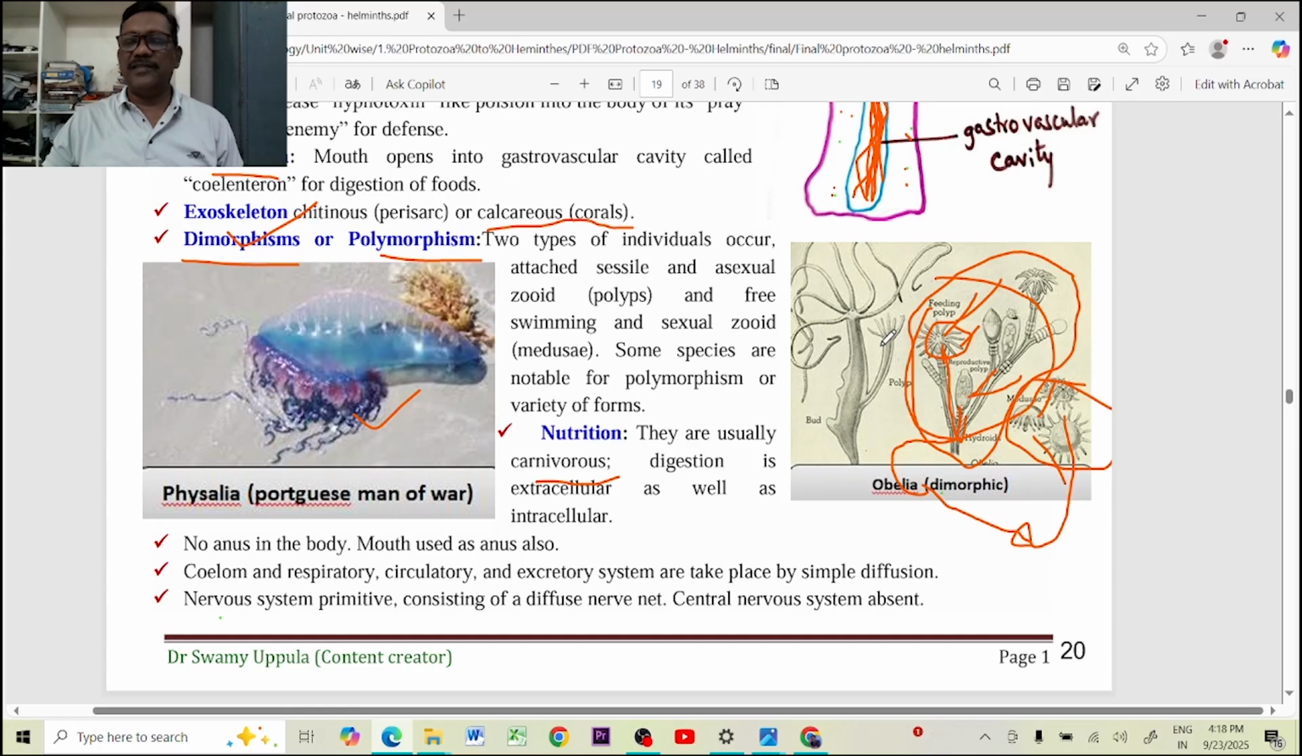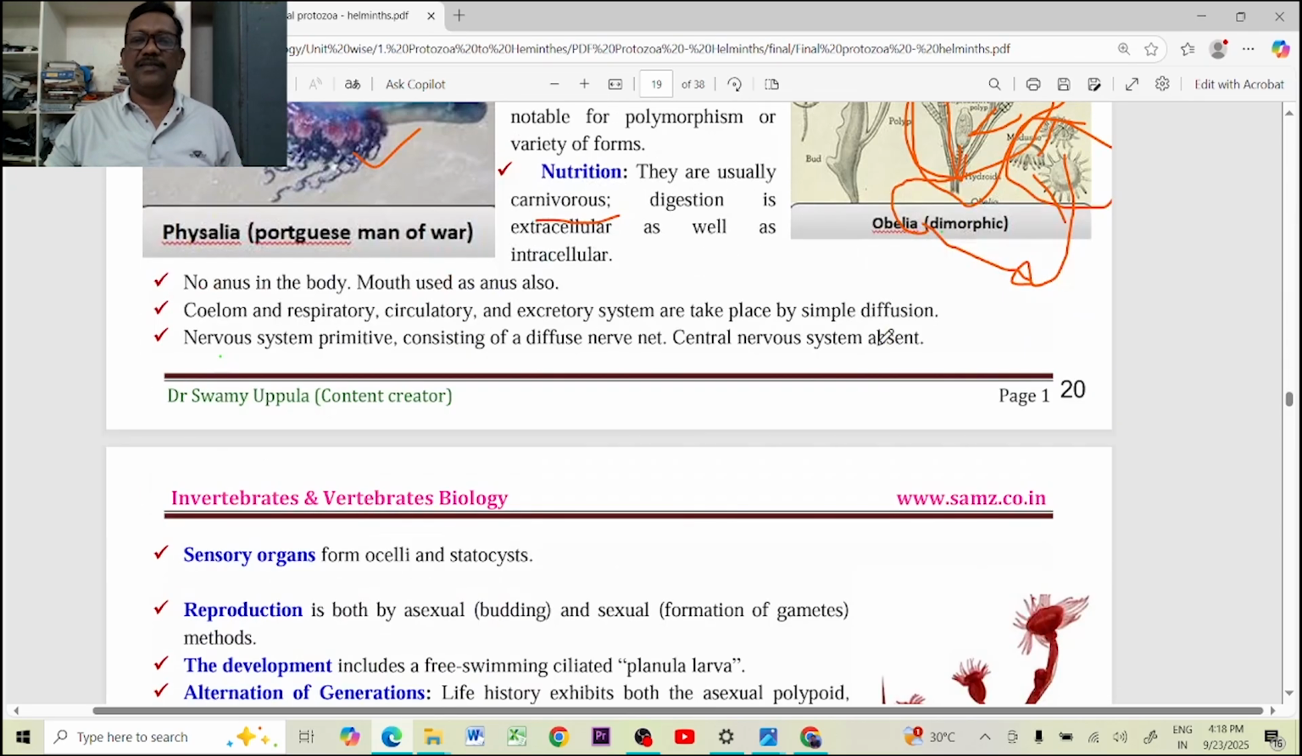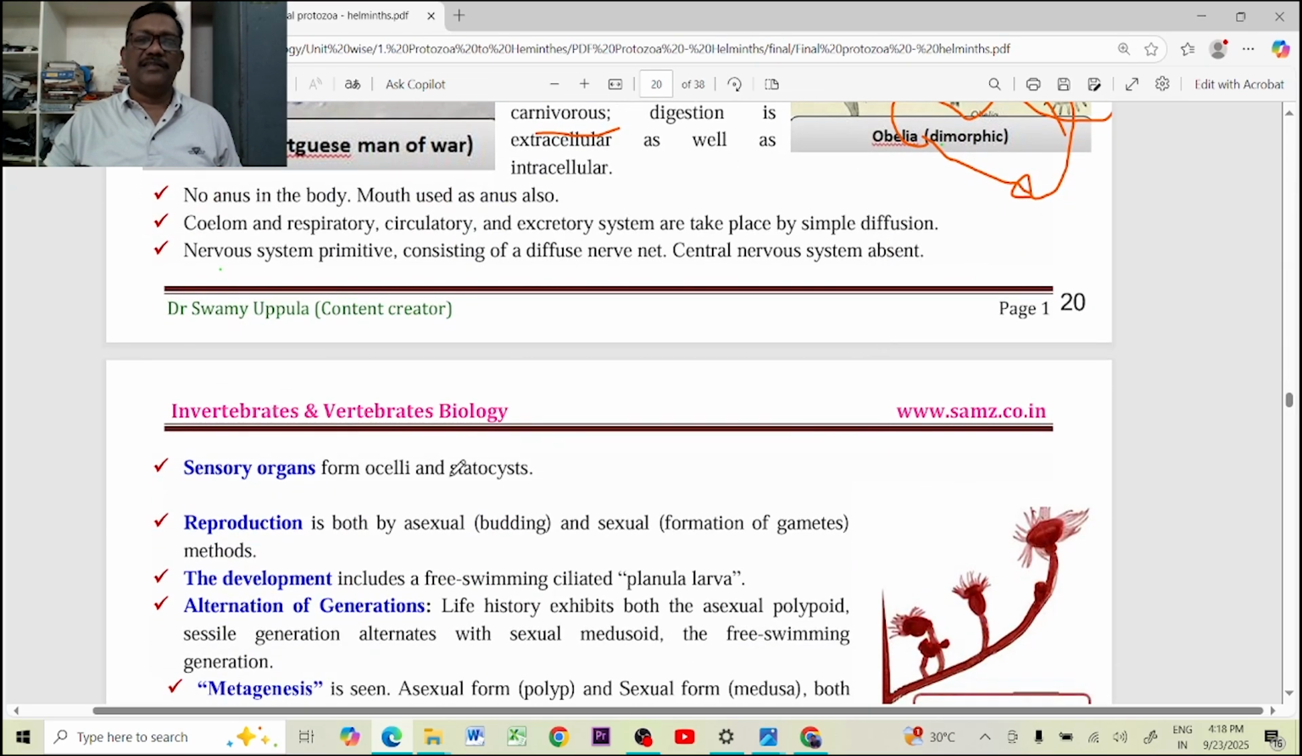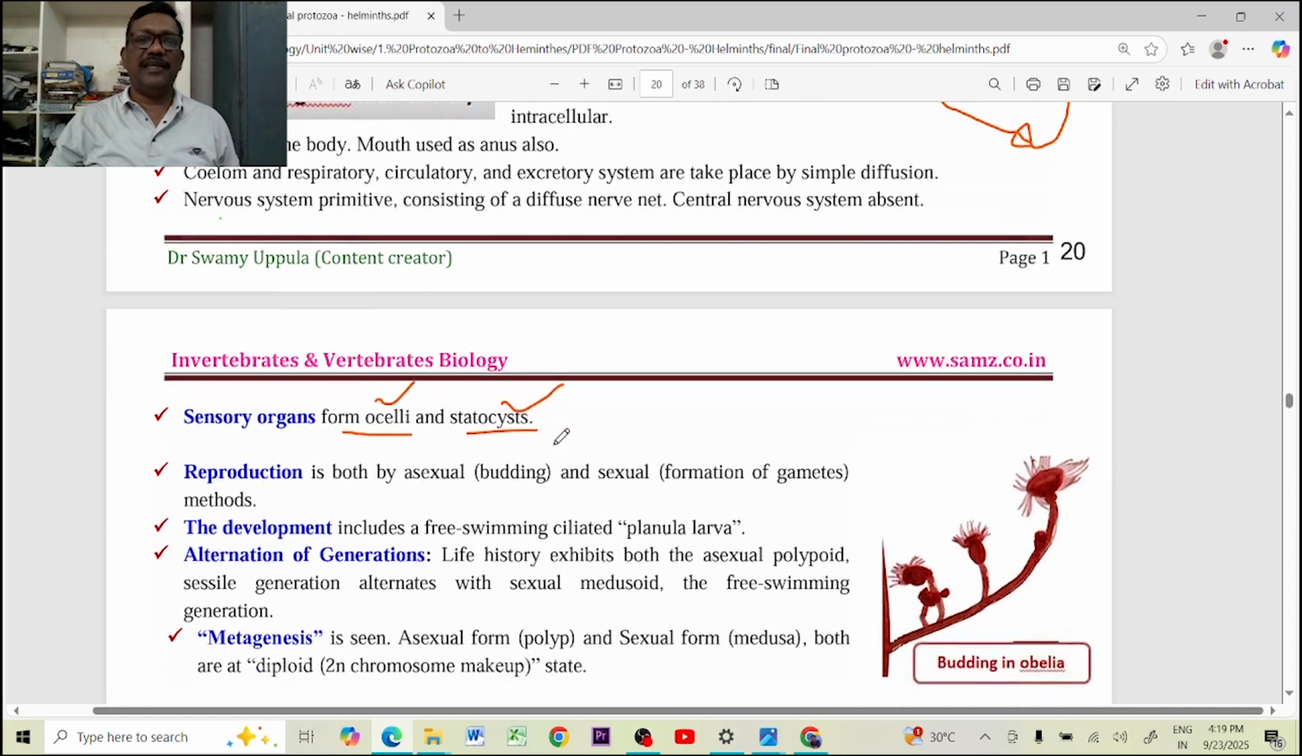The nervous system is not well developed in these animals, but a few animals develop a nerve net like structure, but a central nervous system is absent. Sensory organs may be ocelli or statocysts. Statocysts are mainly meant for balancing of the animal, but ocelli are eye-like structures meant only for sensing the intensity of light.